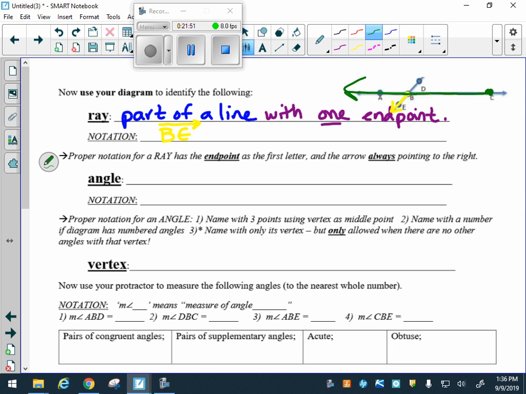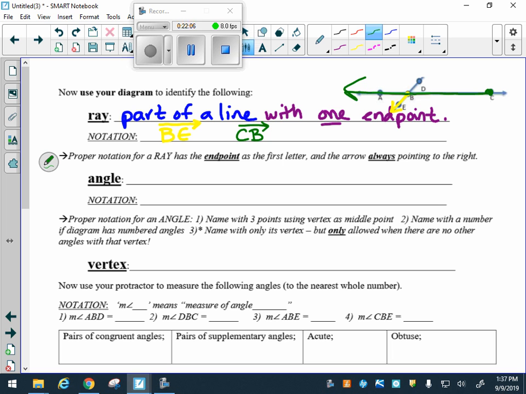How could you name that ray? How could you name it? Kyle? You could do CA or CB. Good. So start at C, goes through point B, and continues past B.